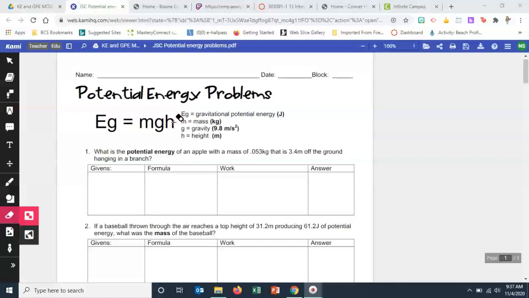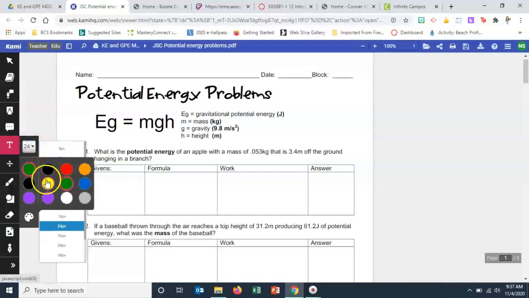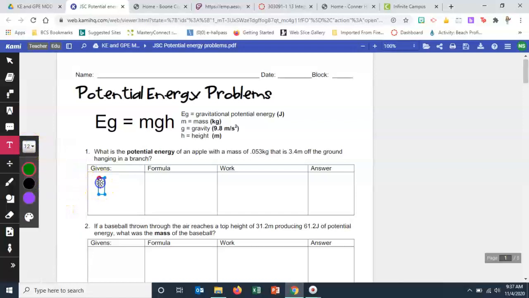I'm going to practice a few of these with you today and hopefully get you started. This equation, both kinetic and potential, are very important because we use them quite a bit in the rest of the year to help us solve different types of equations. So let's take a look at number one here.